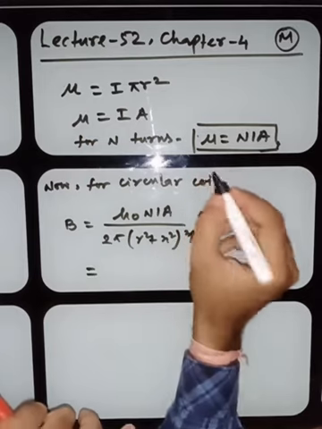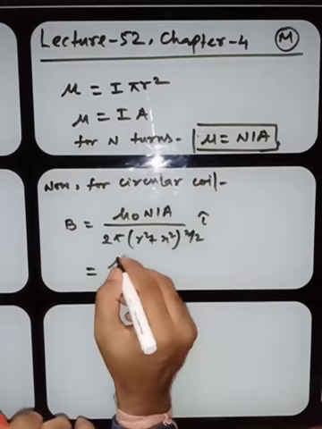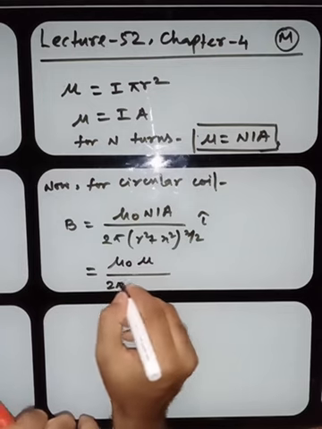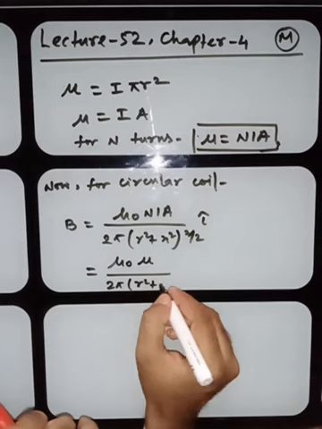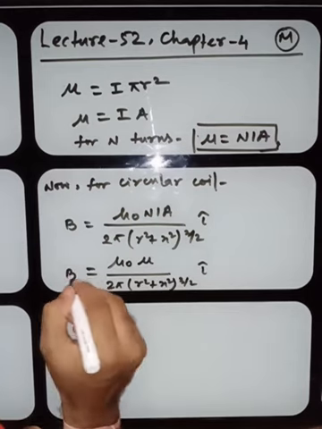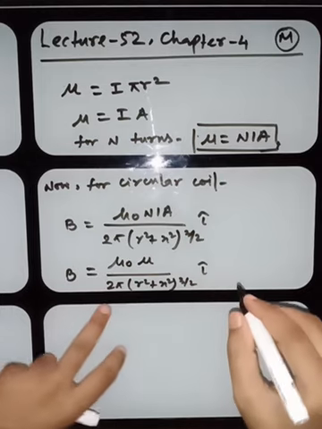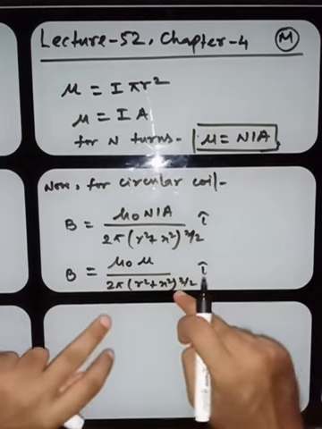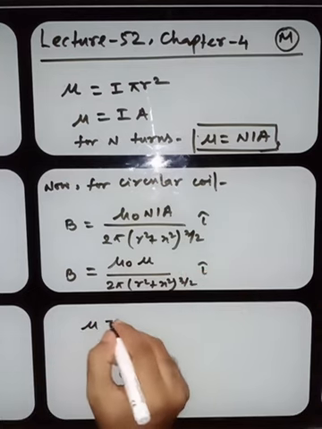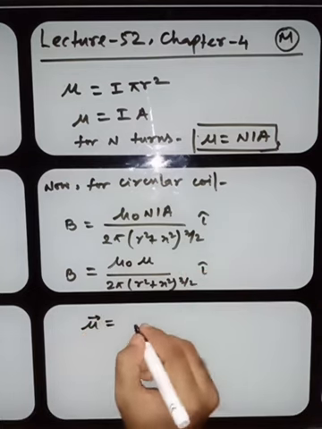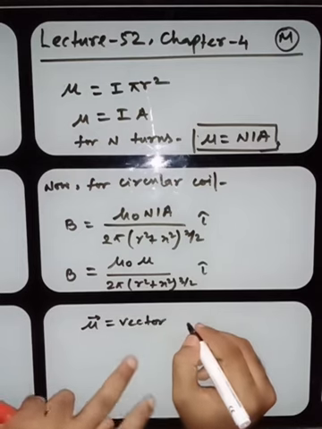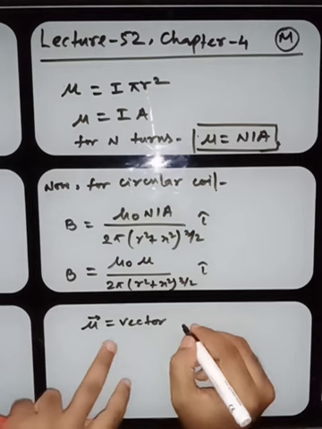All right. And this is a vector quantity, remember. B equals mu naught times mu divided by 2 pi (R square plus X square) to the power 3 by 2, along i cap. In terms of magnetic dipole moment, you can write this equation like this also. This mu is a vector quantity, remember, and the direction is obtained by the direction of current.